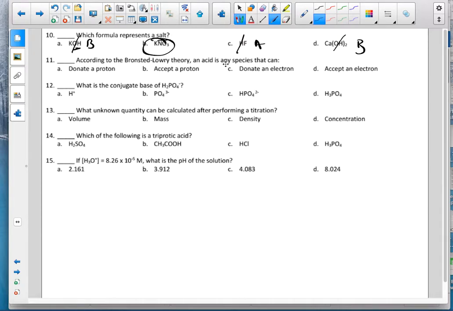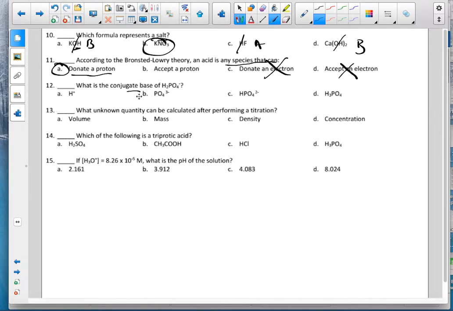According to Bronsted-Lowry, an acid is any species that can, we don't care about electrons in this chapter, so Bronsted-Lowry wise, we don't care. Lewis, we do. It has to do with an acid donates a proton, so A would be the correct answer.